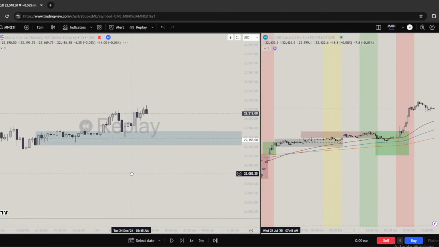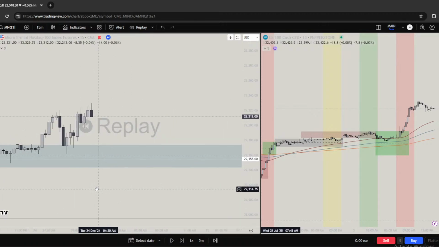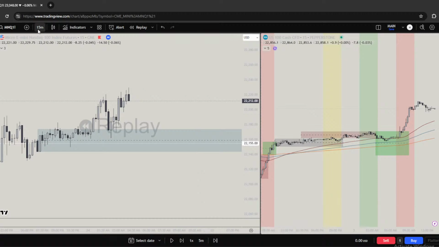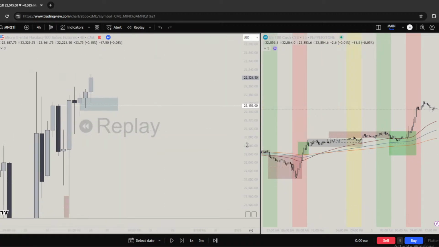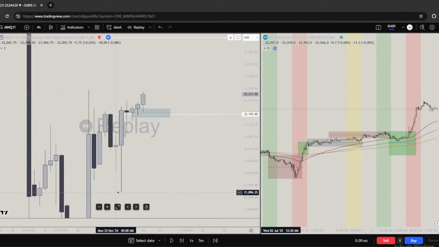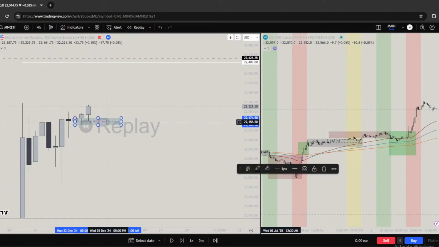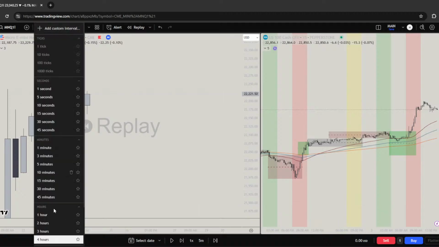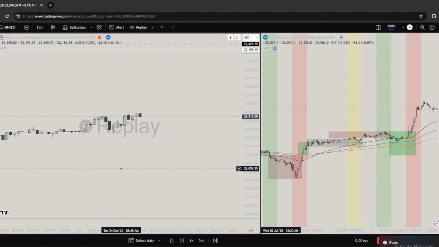Okay. I think right here, instead of letting it run, once I see my displacement, I should have just gone ahead and took profit because we bounced off this 4-hour order block here. Boom. So I took half profit, but instead of leaving that runner there, once I saw that displacement, I should have gone ahead and taken the rest of my profit off the table.